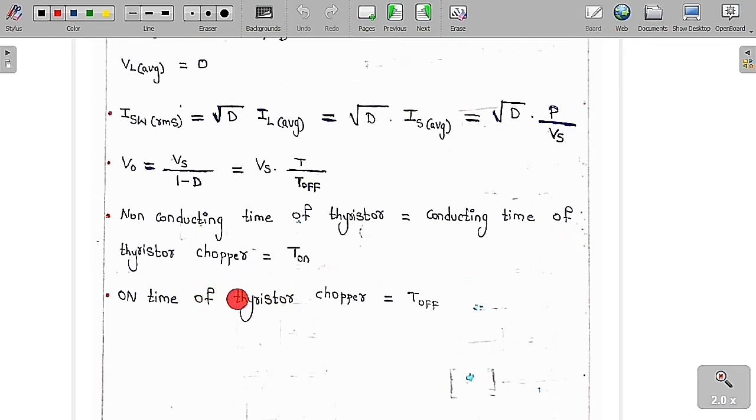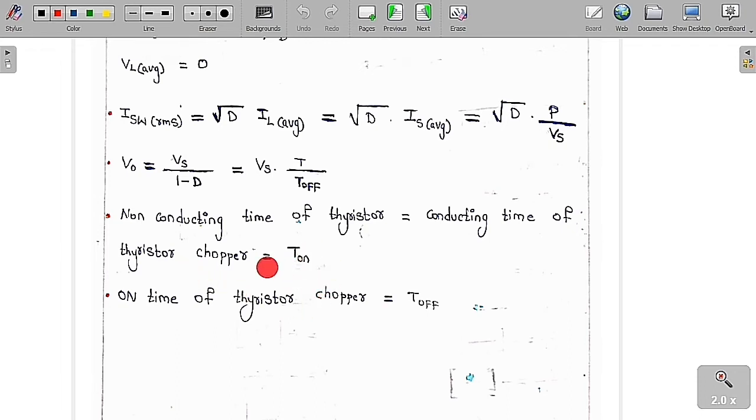Non-conducting time of thyristors means conducting time of the thyristor chopper, which is T on. On time of thyristor chopper means T off. So you have to listen to this one. Non-conducting time of thyristor means the conducting time of the thyristor chopper, which is T on. On time of thyristor chopper means it is T off. This is a thing that you need to remember.